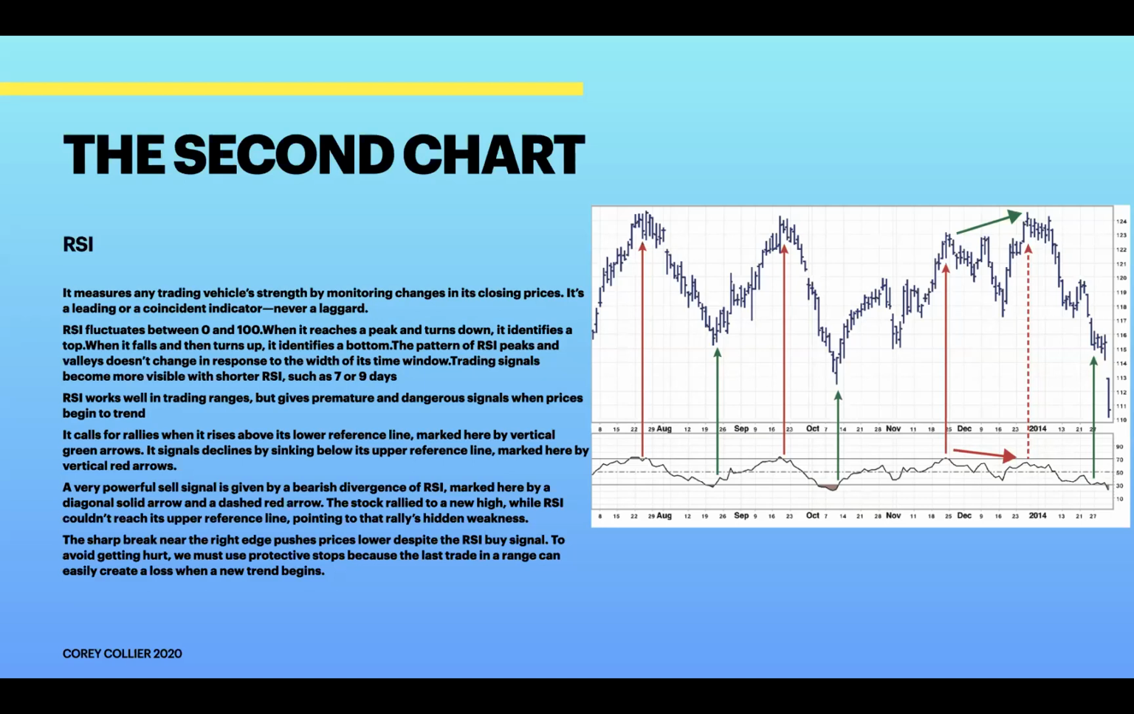So the stock rallied to a new high while the RSI couldn't reach its upper reference line, pointing to that rally's hidden weakness. The sharp break near the right edge pushes prices lower despite the RSI buy signal. To avoid getting hurt, we must use protective stops because the last trade in a range can easily create a loss when a new trend begins.